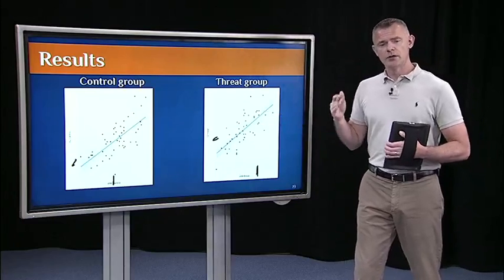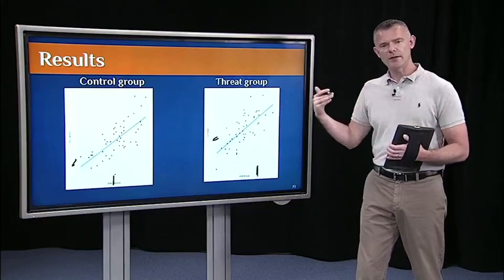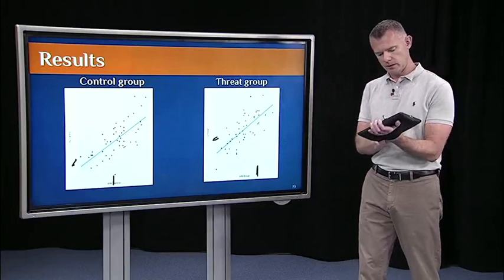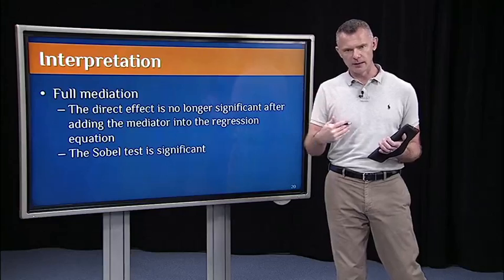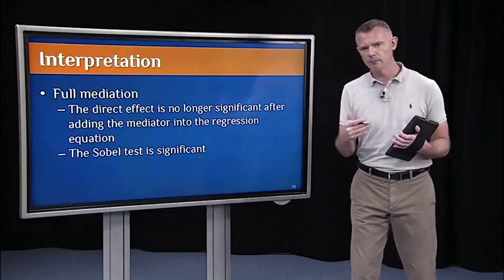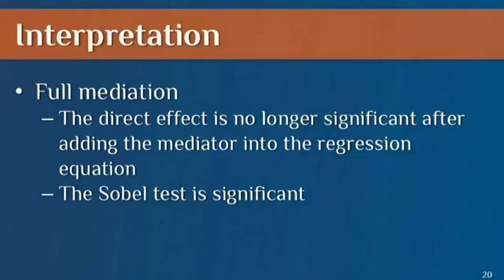That doesn't change. So again, that's a difference from moderation analysis, right? The point of this was to say what accounts for the relationship between threat and IQ. So to wrap up, the interpretation of that analysis is full mediation. Why full, not partial, not no mediation? Well, two main reasons. One, the direct effect, the effect of X on Y, went from being significant and strong to being non-significant after we added in the mediator.